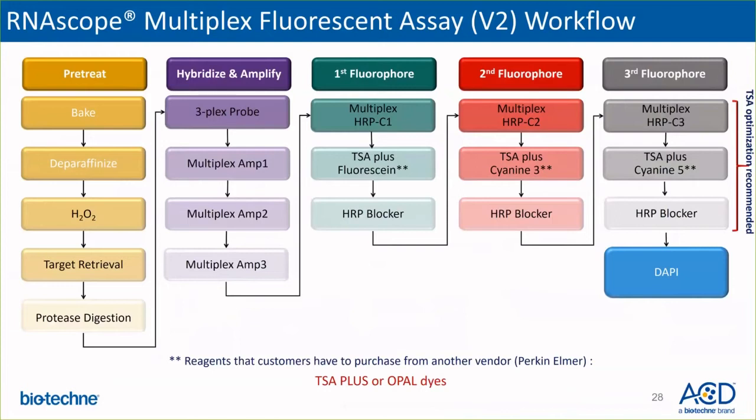The AMP1, 2, and 3 steps are a pooled combination of pre-amplifier and amplifier molecules so that the amplification tree begins to form simultaneously. This schematic shown here uses fluorescein, Cy3, and Cy5 in C1, C2, and C3 respectively. But these may be mixed and matched as per your preference. Please note that this is a TSA-based assay and requires the purchase of TSA Plus fluorophores or Opal dyes from PerkinElmer.